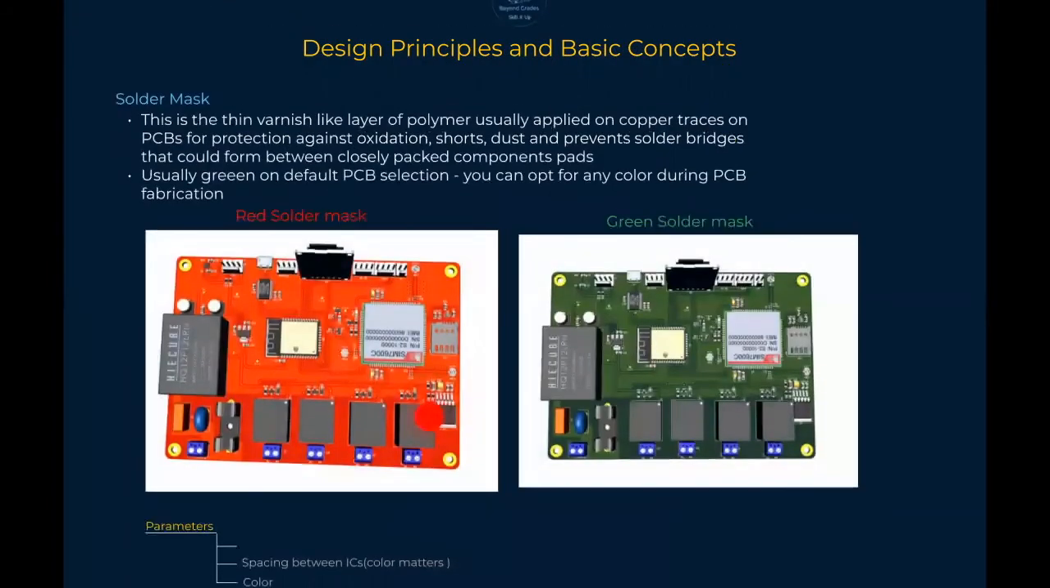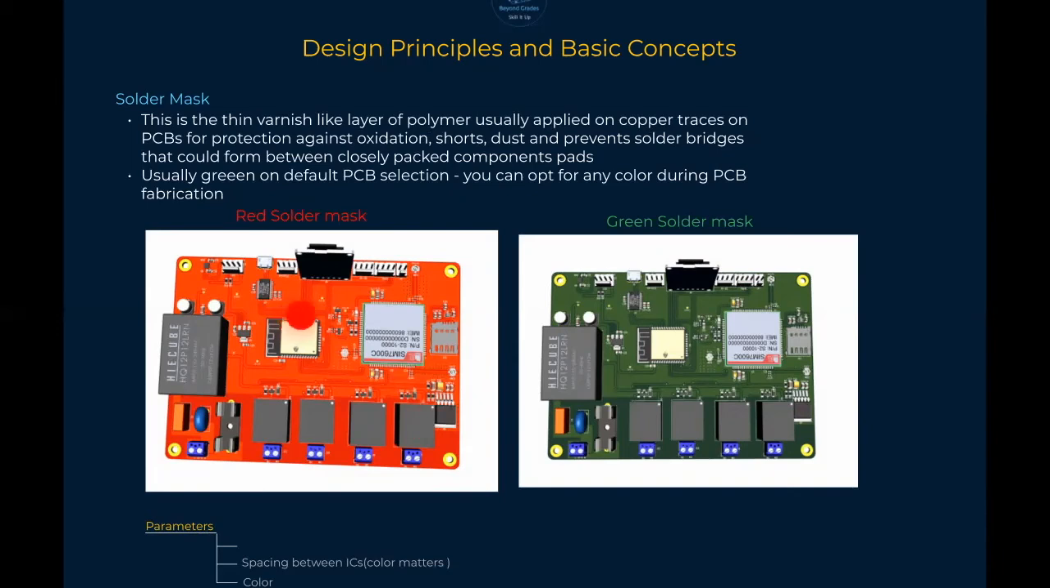So another important thing is the solder mask. I know most people hear of solder mask and ask, what's this and what do we consider here? This is the thin, varnish-like layer of polymer, usually applied on copper traces on the PCB for protection. It has several uses. It's not mostly about the aesthetics. It's about protecting the copper traces from oxidation, shorts, and dust, and it also prevents solder bridges that could form between closely packed component pads. It's usually green by default. So what you see as green is not copper; that's just solder mask, and its work is protection.